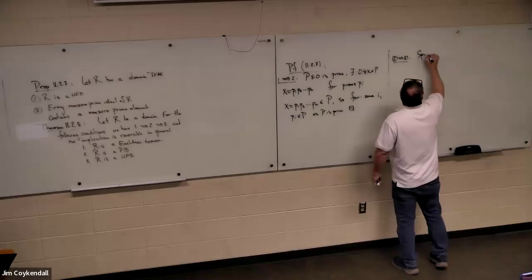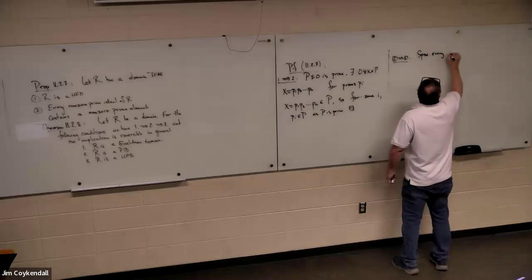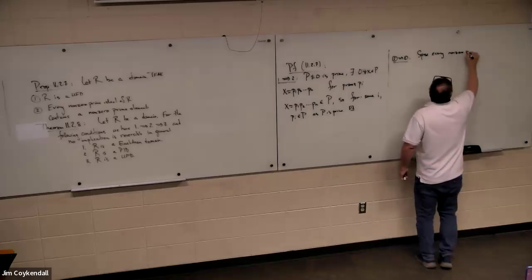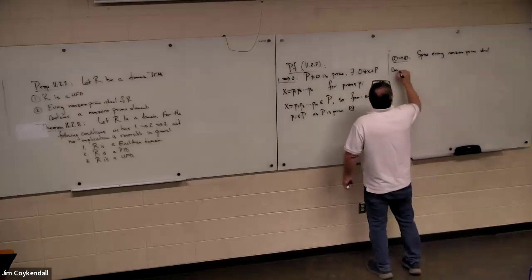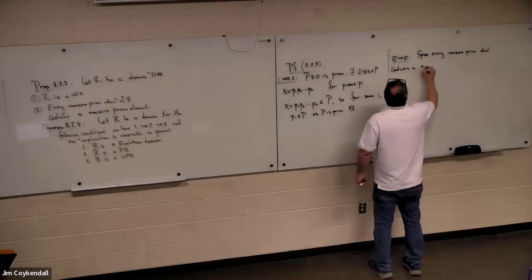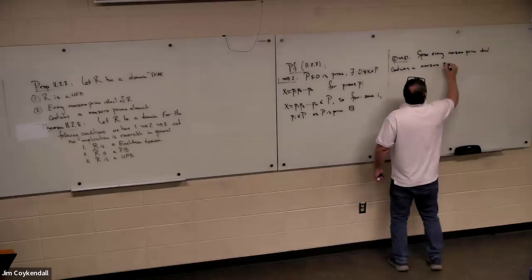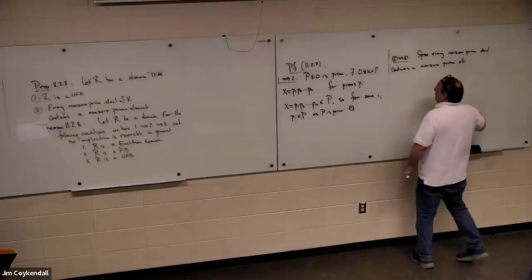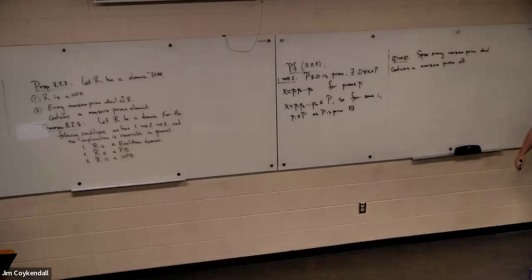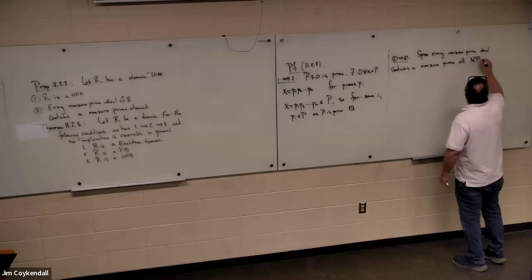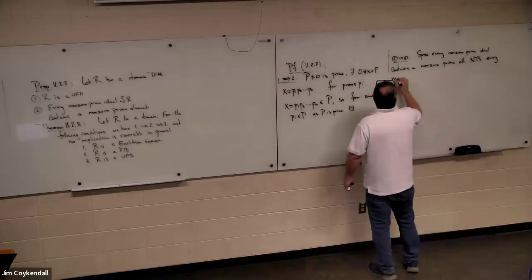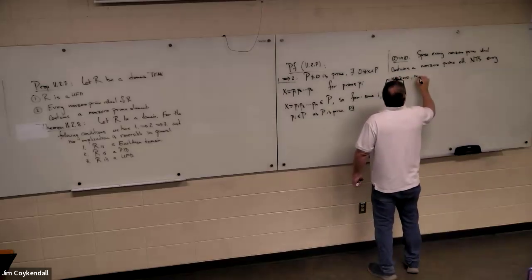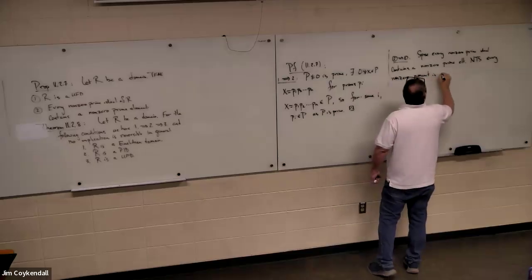Suppose every non-zero prime ideal contains a non-zero prime element. I want to show that R is a UFD. So I need to show every non-zero non-unit is a product of primes.